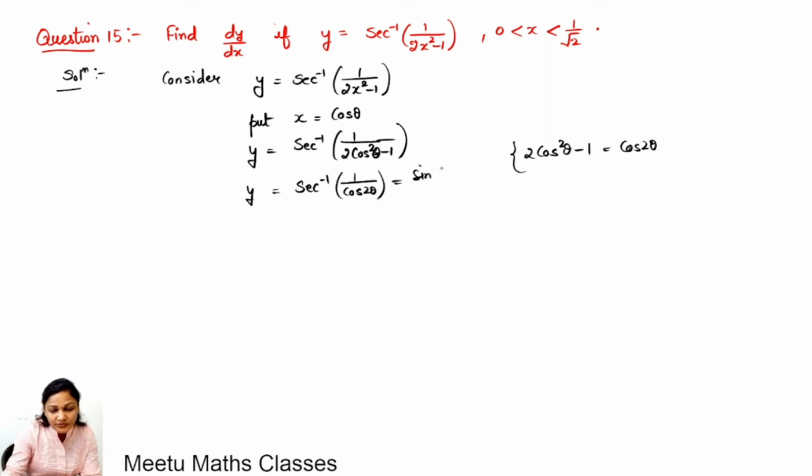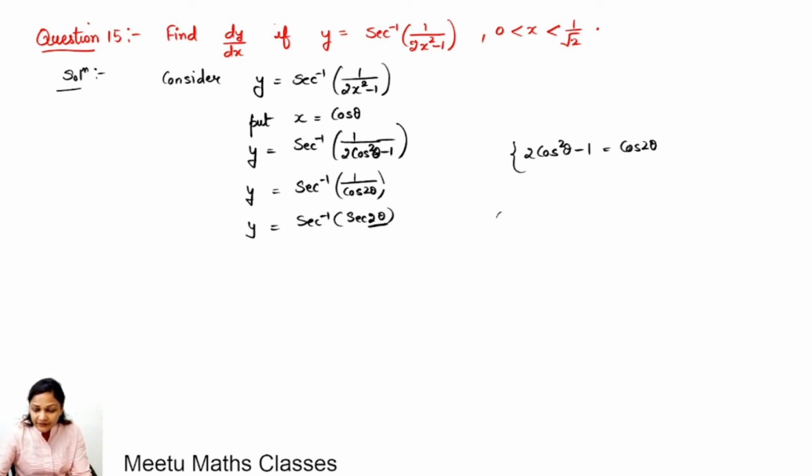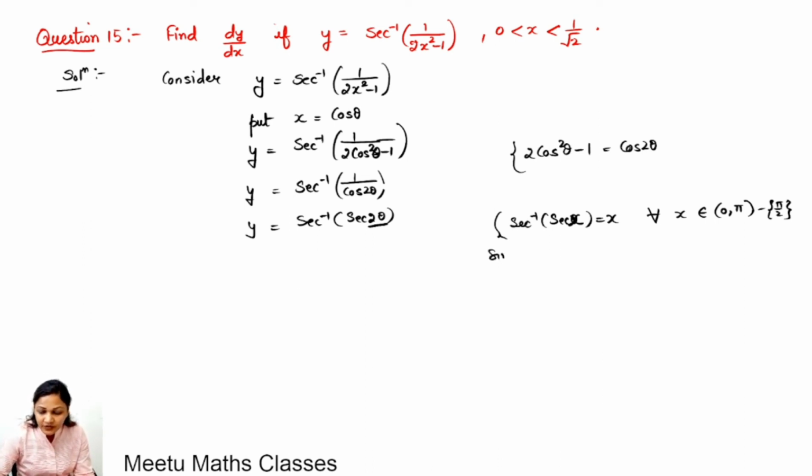That is, 1 upon cos 2 theta can be written as sec 2 theta. So y can be written as sec inverse of sec 2 theta. Now we are going to check whether 2 theta lies in the range. We know that sec inverse of sec x is equal to x for all x lying in the open interval 0 to pi, except pi by 2. So we are going to check 2 theta. We know that x is lying between 0 to 1 by root 2. So your cos theta is lying between 0 to 1 by root 2.